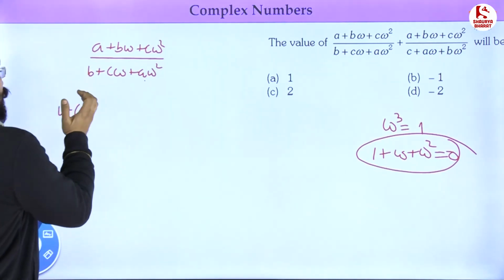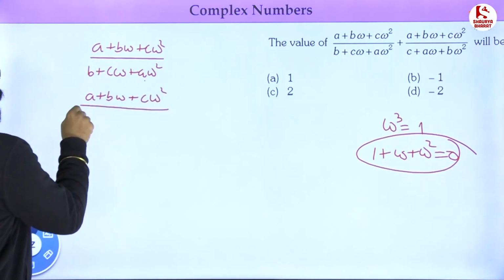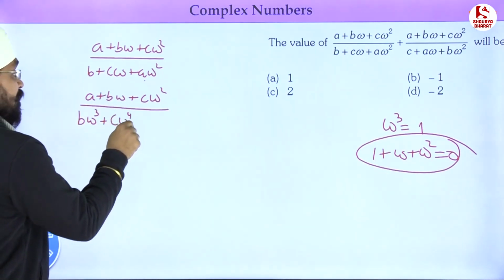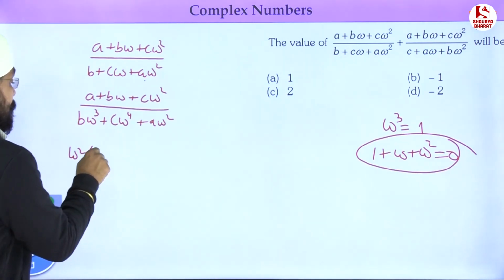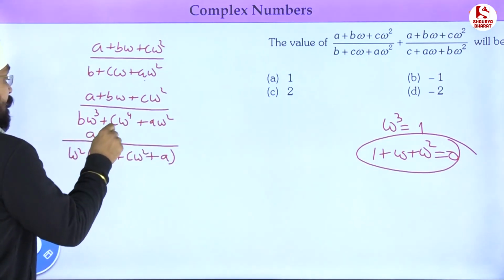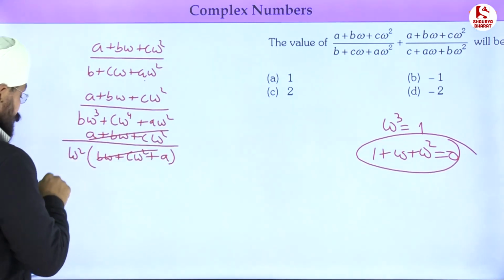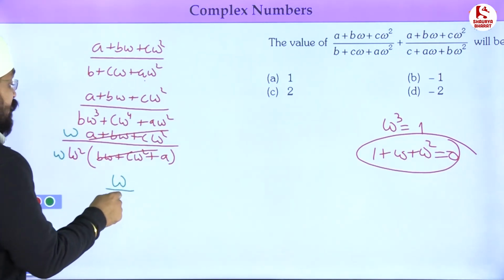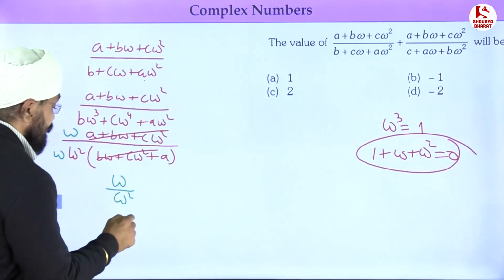There can be many methods, but one simple method I am explaining here. Here we have 1, so first let us write this as (a + bω + cω²) divided by, in the denominator, b with 1 as ω³, then c as ω⁴, and this is aω². So we can take ω² common in the denominator, which gives bω, cω² and a. In the numerator we have a + bω + cω². You can see that this part will get cancelled. We have ω² in the denominator, so ω and ω in the numerator and denominator give ω upon 1. So this part becomes only ω.